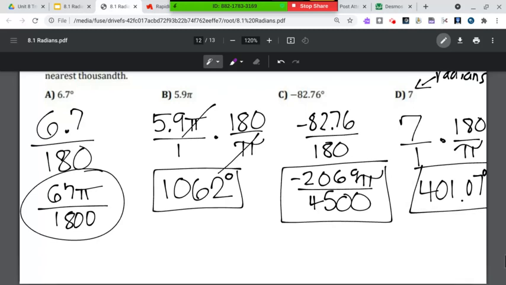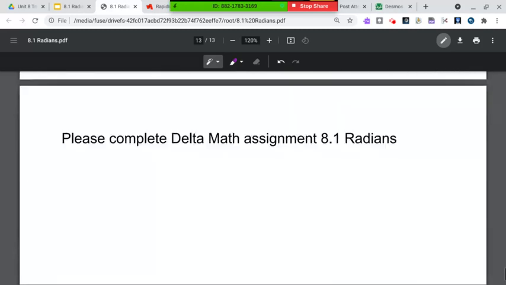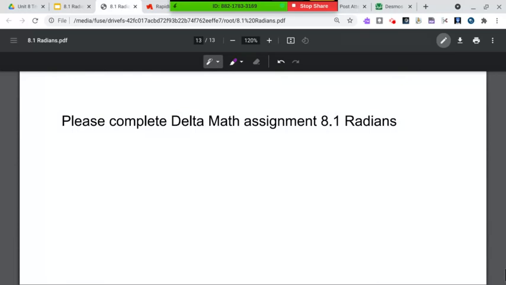Okay, that is it for today. What you're going to be responsible for is go to Delta Math, and you have a very short assignment called 8.1 radians. I think that's what it's called, 8.1 radians. And go ahead and work on that. How many questions is it? 10 questions. Perfect. And it is 8:06. You have 39 minutes. You have till May 21st. Oh, it's 50 questions. You got it.